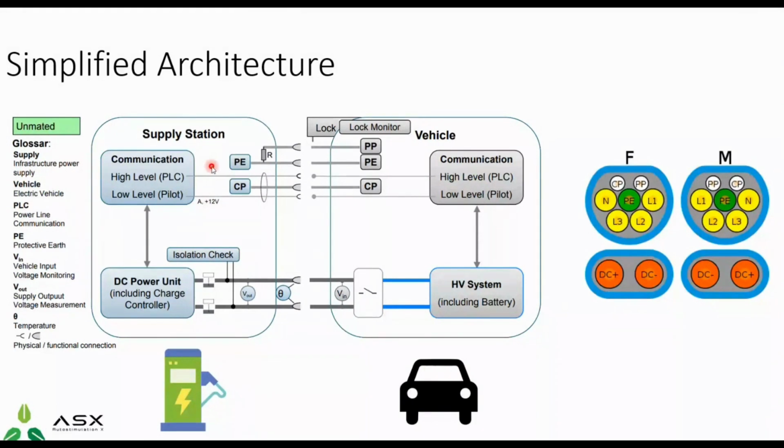So when we're talking about the supply station, at the upper side you will see the PE and CP from the supply charging station. And for the vehicle inlet, there also you will find the CP and PE. Both these wires are communicating with each other using power line communication.